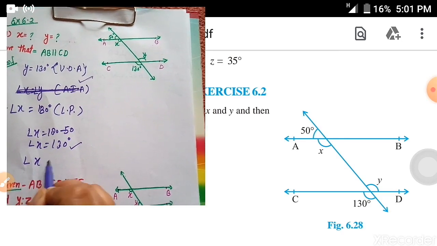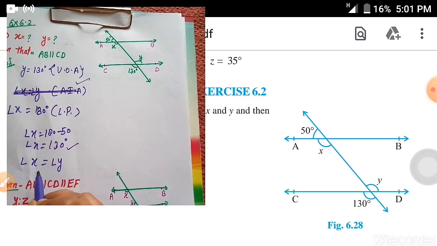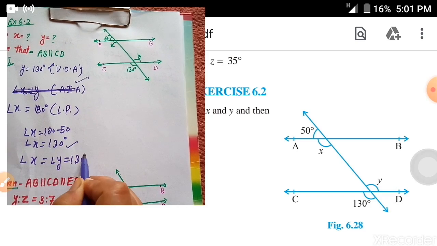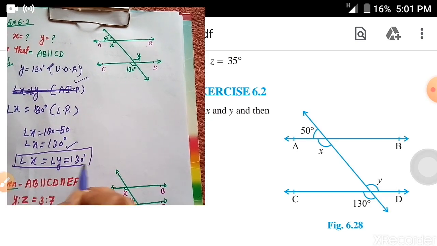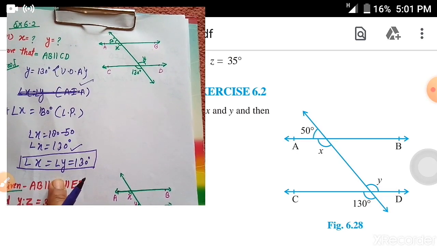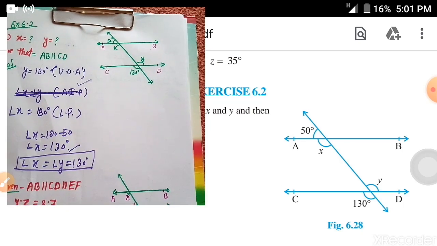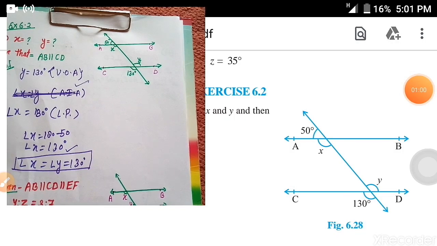So we can write angle x equal to angle y. That is equal to 130 degree. So we can write that since the alternate interior angles are equal, therefore AB is parallel to CD. We can write that.